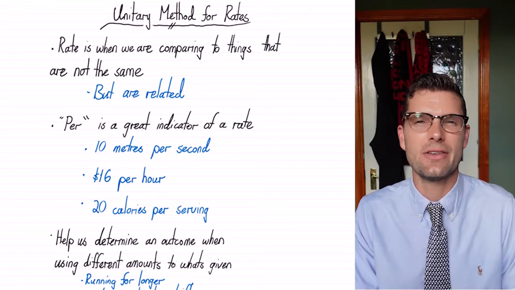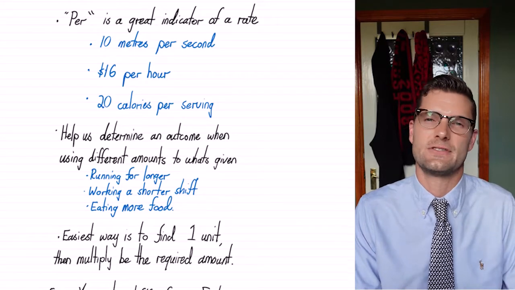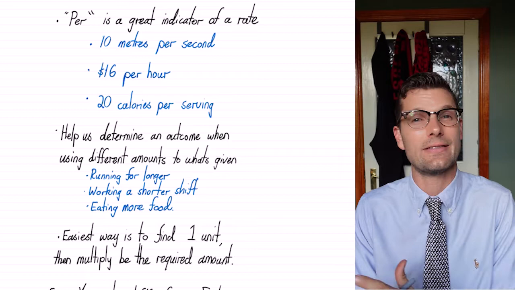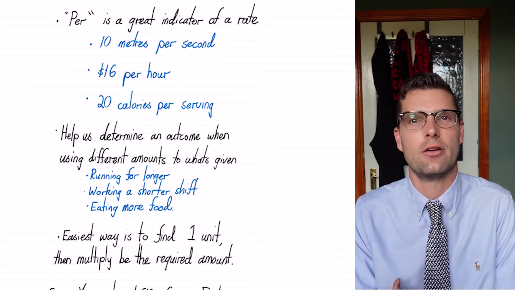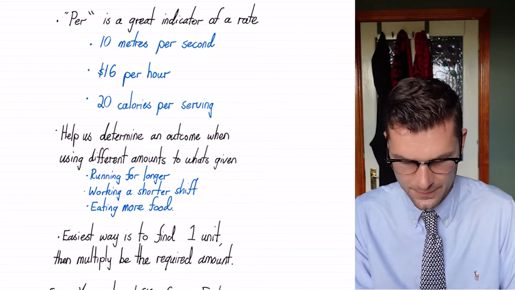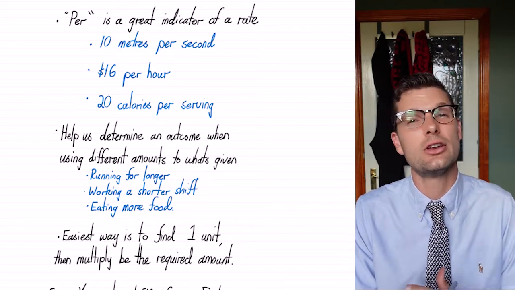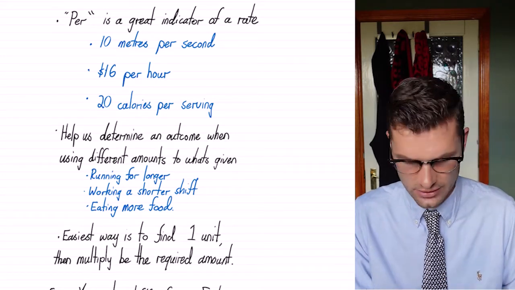So the unitary method helps us solve problems relating to longer shifts or less amount of food, by keeping this rate the same over a different period of time or a different quantity. The easiest way to do this is to find one unit, and then we can use this one unit to multiply in to find any amount of units.